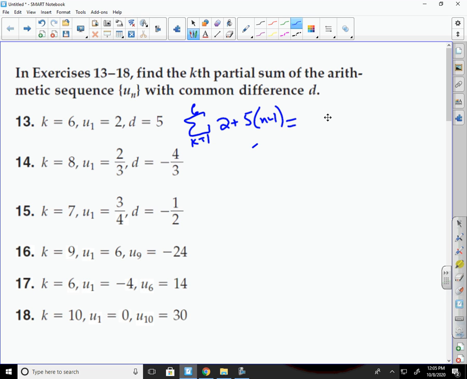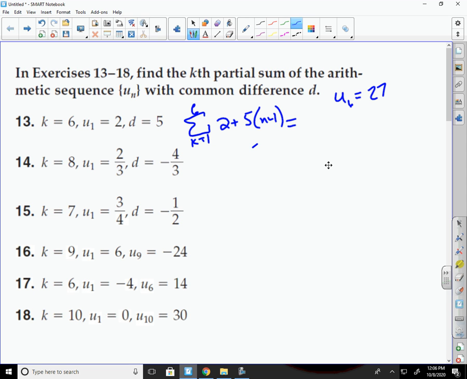So if I'm trying to find the sixth one, I first plug in 6. So this would be u sub 6 equals 5 times 6 is 30. We're plugging 6 in, so it's 6 minus 1. That's 5 times 5, that's 25, plus 2 is 27. U sub 1 we know is 2.